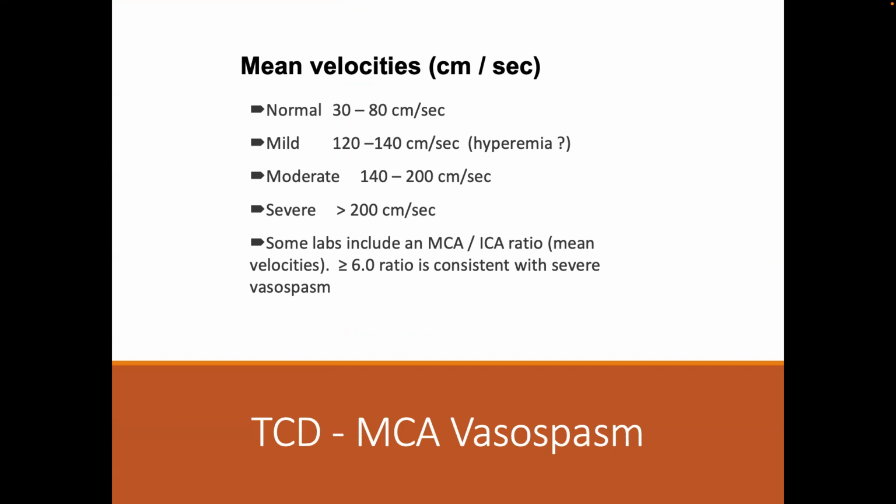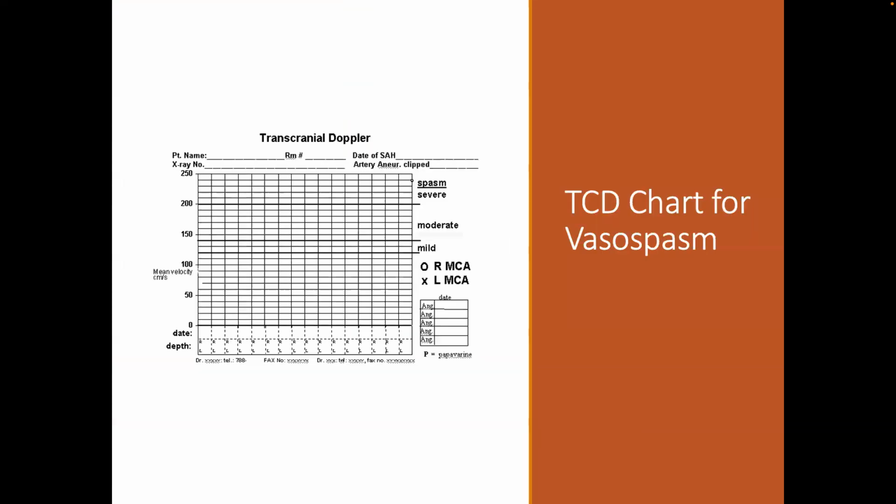A normal ratio is less than 3. Mild to moderate vasospasm is greater than or equal to 3. And like I said, severe is greater than or equal to 6.